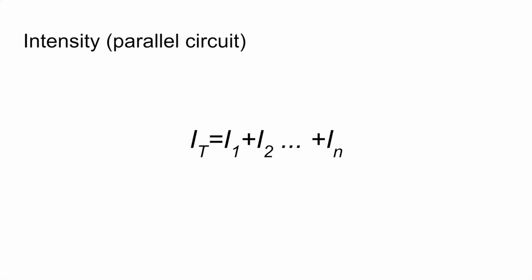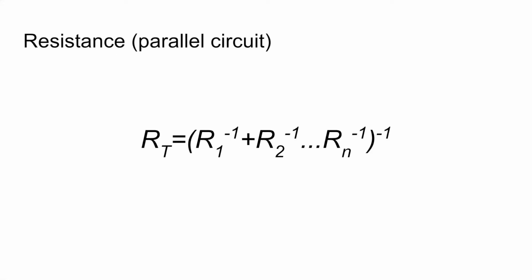the circuit paths. For resistance, we have the total resistance equals 1 over the first resistance plus 1 over the second all the way, and all that to the power of -1. Now, this formula looks complicated when you first look at it, but it will make sense soon. Let's take some time to explain it.